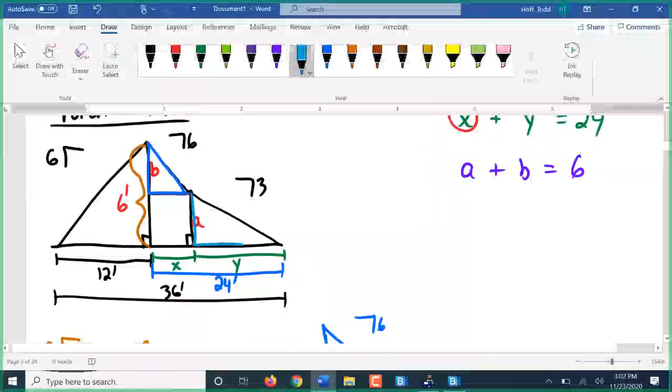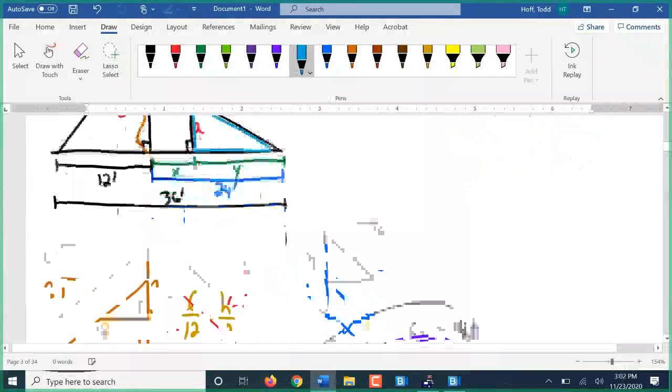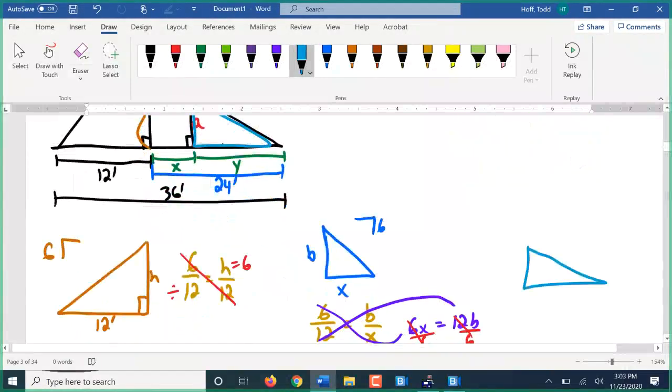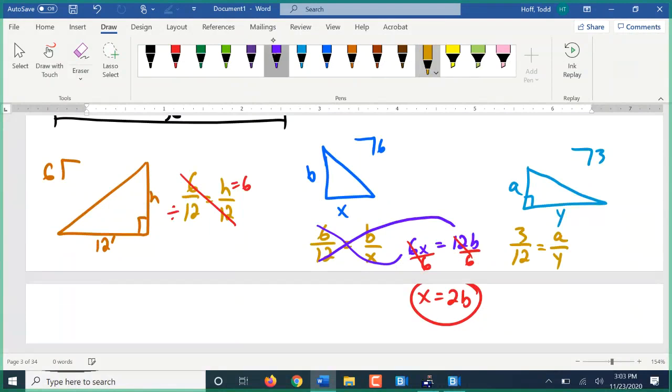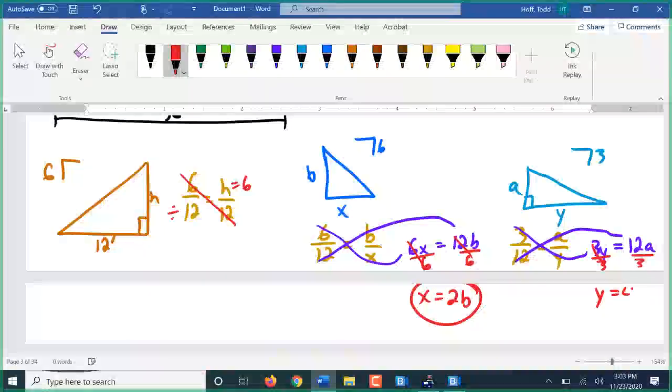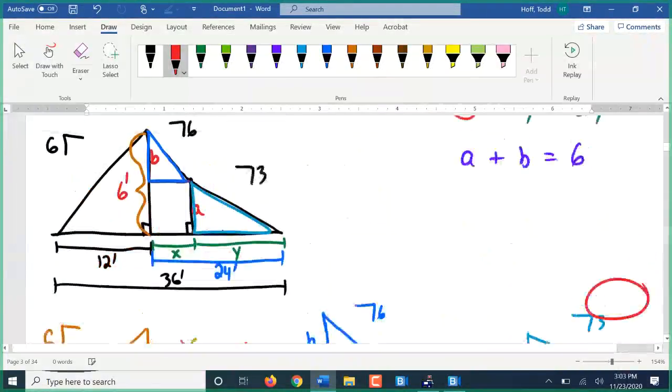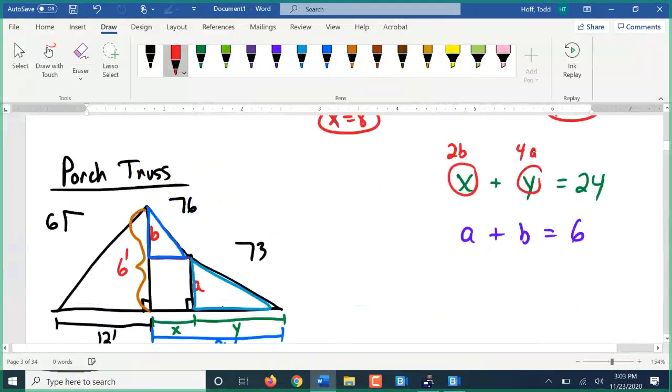We're going to look at this triangle here. It has a rise of a and a run of y, and it's a 3/12 slope. So I know 3 over 12 equals a rise of a over a run of y. 3 times y is 3y equals 12 times a is 12a. And I'm going to solve for y by dividing by 3. y equals 4a. So that means I can replace y here with 4a.